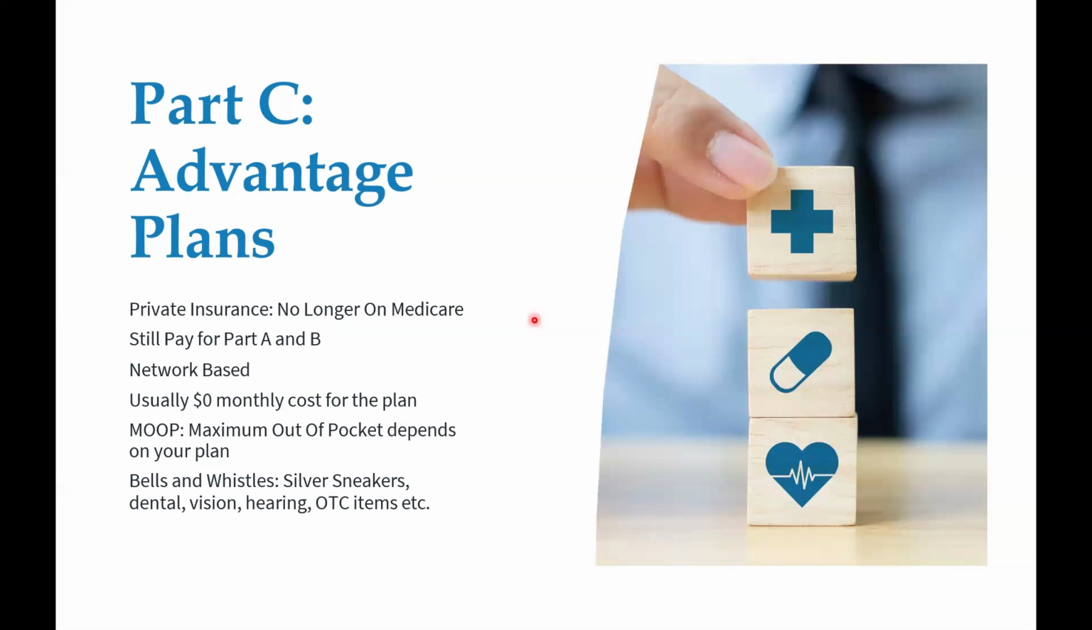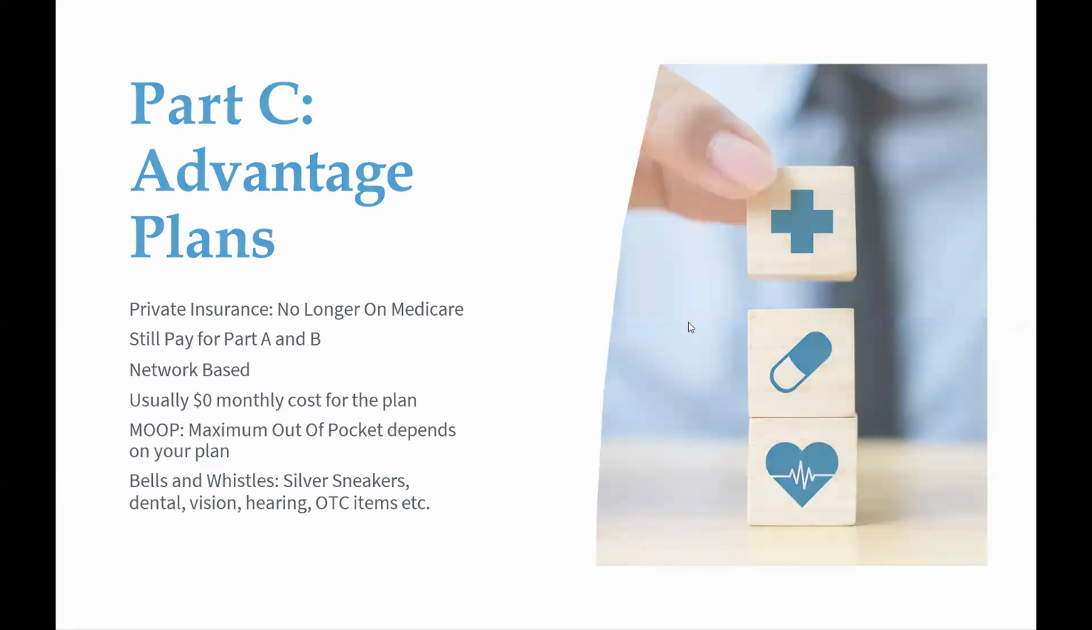The Advantage plans include a lot of bells and whistles like dental, vision, hearing, over-the-counter stipends, Silver Sneakers, gym memberships. This is what you see on TV a lot that they advertise for. They're always trying to entice you with these extra items, and they are some great benefits that are included with these plans. So let's look a little bit at what those copays look like.